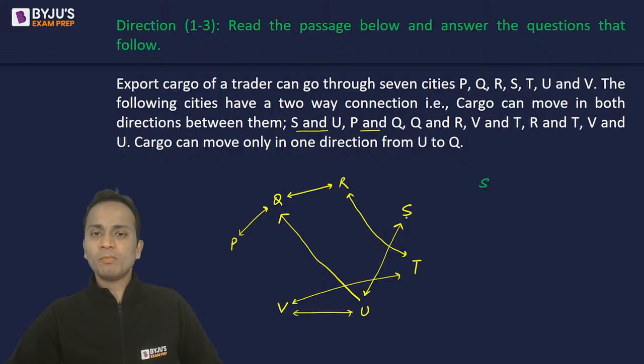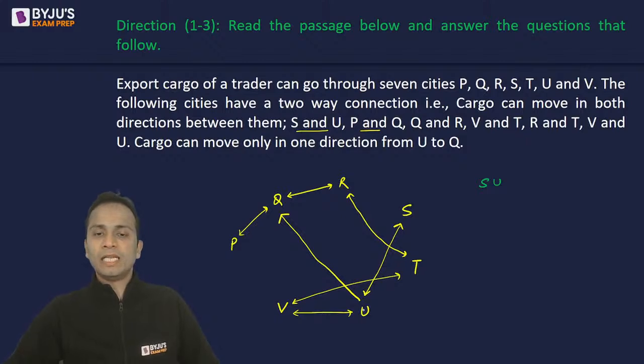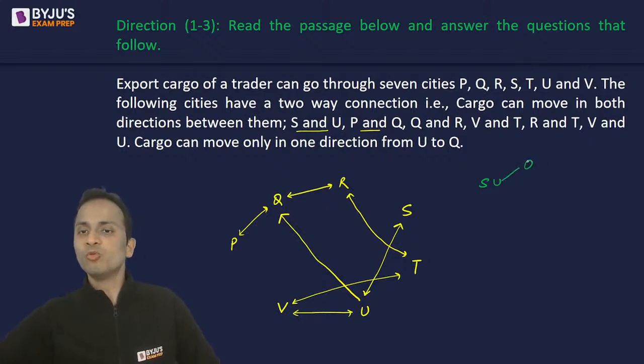Now, if I start from S, in how many ways can I take an exit from S? From S, I can only go to U. S से सिर्फ U पे जा सकते हैं हम. Now, once I have reached U, I can go to either Q or V. U से Q पे जा सकते हैं और V पे जा सकते हैं.